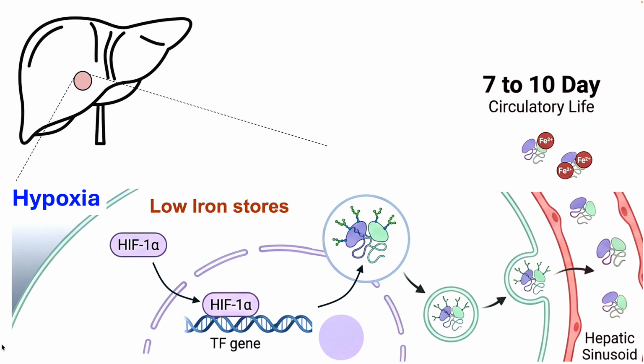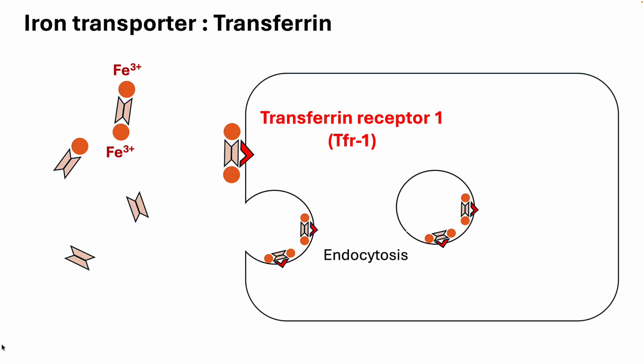Now, transferrin levels in the serum are not fixed. When intracellular hepatic iron stores drop, the liver increases transferrin production to maximize systemic iron scavenging capacity. Transferrin is also part of the hypoxia response element, so it can be triggered by the HIF-1 alpha pathway in the presence of hypoxemia. Once produced, it lasts in circulation for about 7 to 10 days.